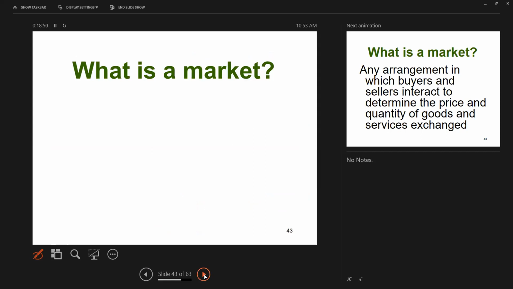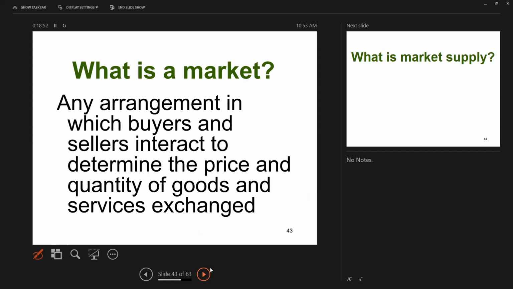So the next thing we've got here is, what is a market? A market is any arrangement in which buyers and sellers interact to determine the price and quantity of goods and services exchanged. When you think of a market, you think of a supermarket, right? That's a market for groceries and other things, right?